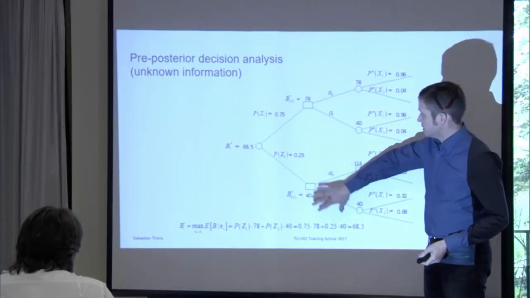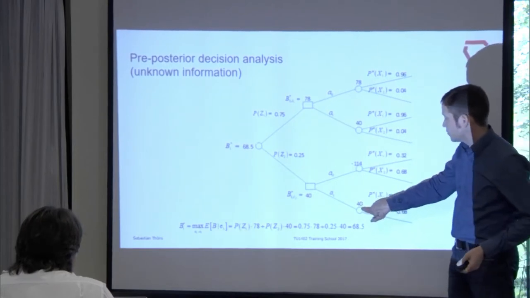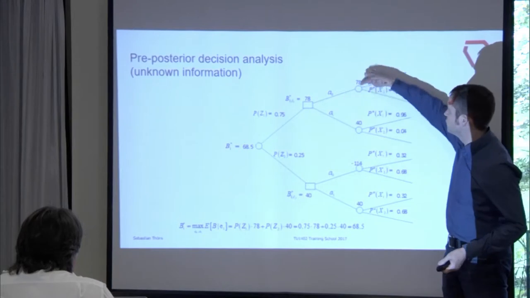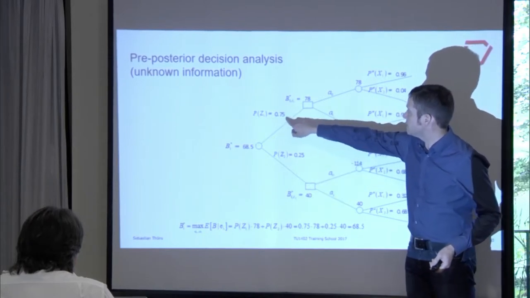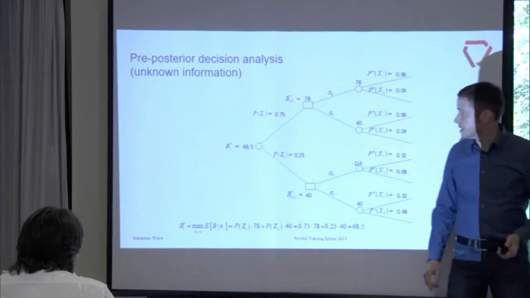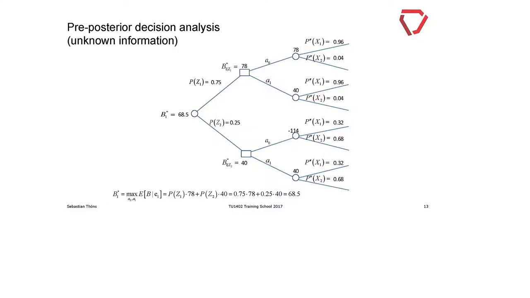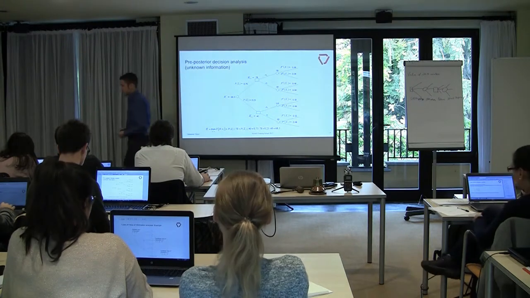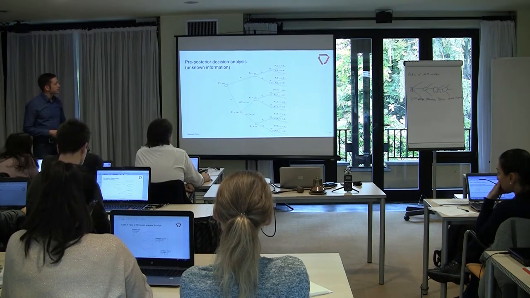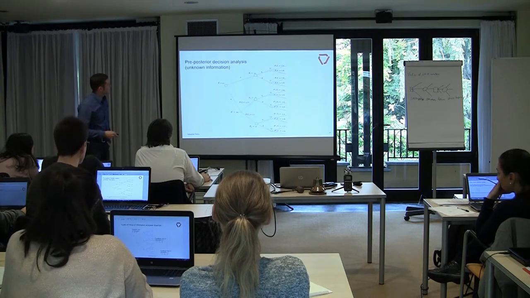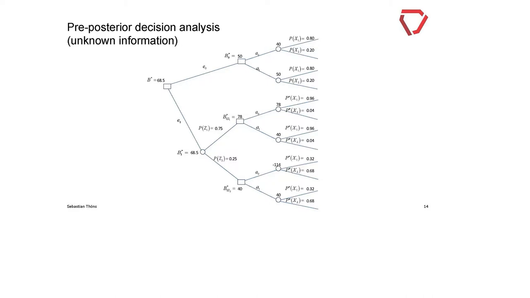So, and then here again we have the decision nodes. We take the maximum from these two, so that's 40. We take the maximum from these two, that's 78. And then it's 0.25 times 40 plus 0.75 times 78. And this will give us the B1, and this is 68.5. So this is basically to establish the decision tree. It's an example for the decision analysis, which we will use to see something of the introduced concepts at the beginning.